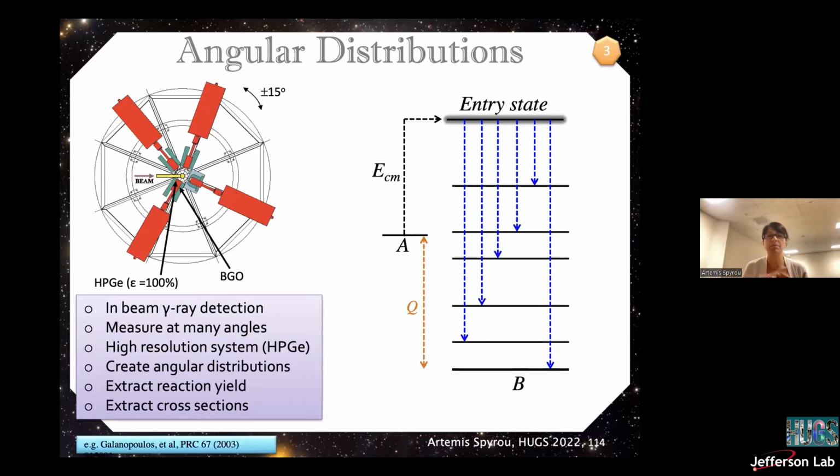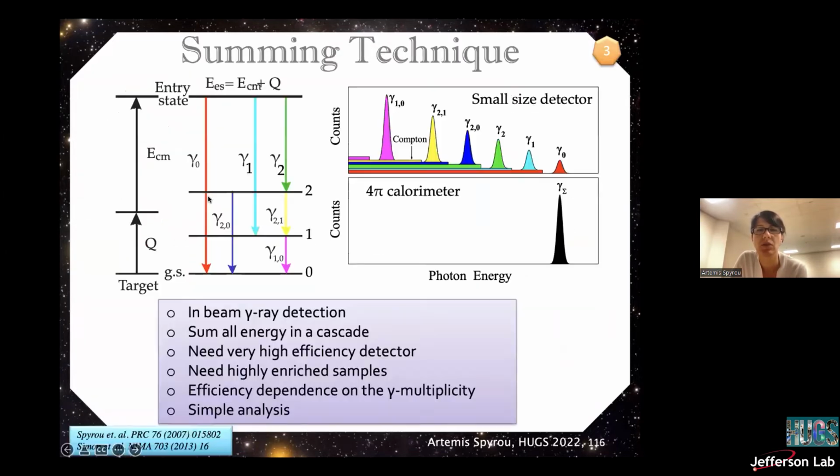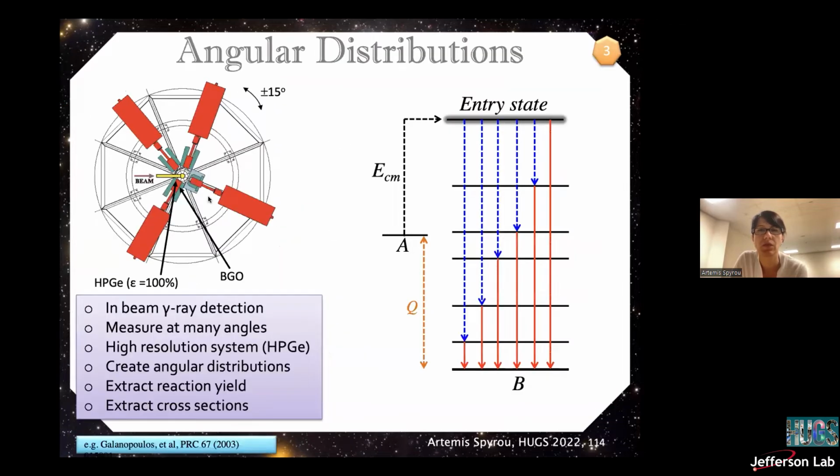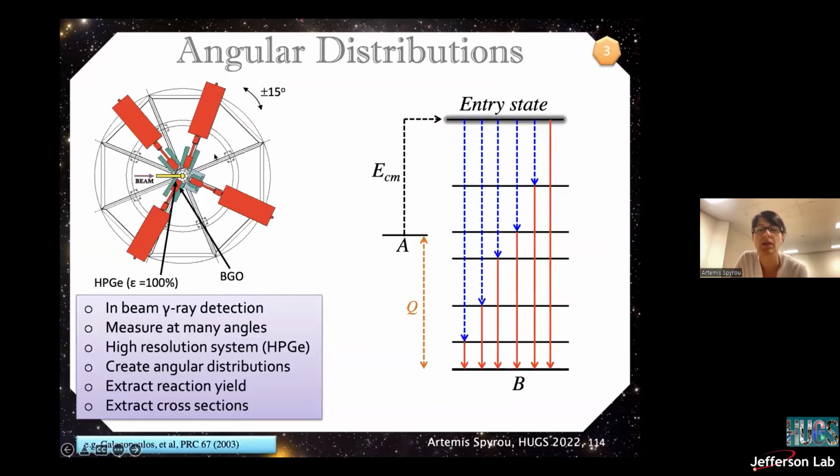If you want to go in beam, you can do it in two main ways. One is to put multiple detectors around it. This setup has 4. I have some setups here that have multiple detectors, and you can even go to 4 pi.